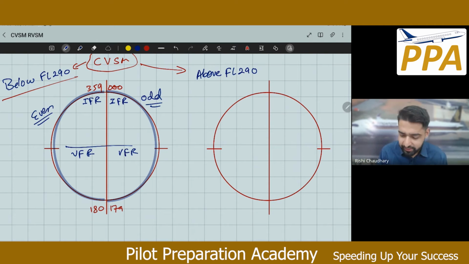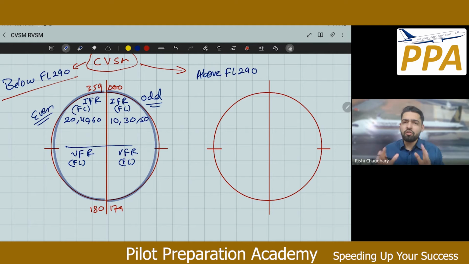So let us write here flight level, and here also flight level. So flight level 10 means what? Flight level 10 means 1000 feet. This is odd, and then 20 is even, then 30 is odd, 40 is even, 50 is odd, 60 is even. So what we can learn by this: all the odd thousands are in the easterly group of IFR and all the even thousands are in the westerly group of IFR.